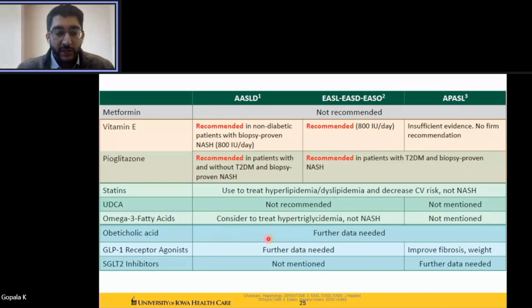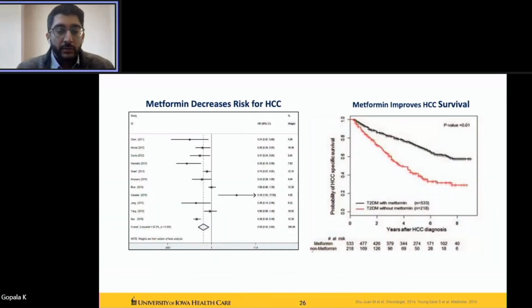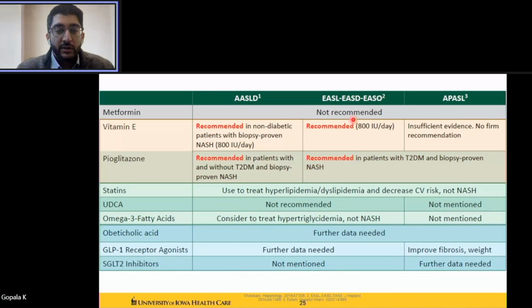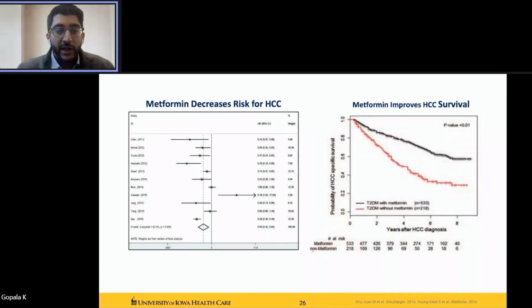Obeticholic acid is being studied, but has not been validated yet. And these two medications in 2018 were still being studied and currently are. And in terms of metformin, this was not specifically recommended by any of these societies for NASH specifically. But studies have shown that metformin can decrease the risk of HCC and can improve HCC survival.